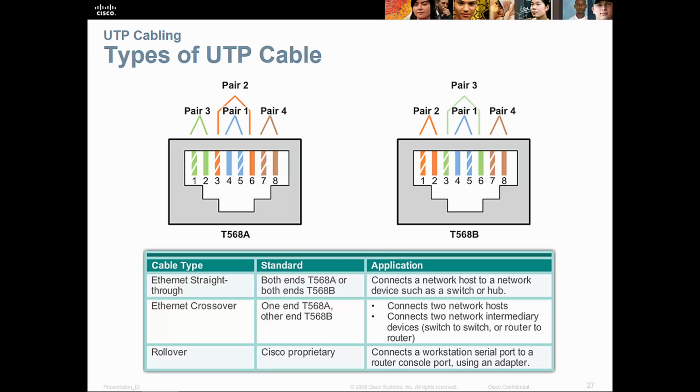If we're looking at the A and B pattern, you'll notice that the only difference is the pins 1, 2, 3, and 6, because they are flipped. On A, it's white, green, green, with on B, it's white, orange, orange. The 1, 2, 3, and 6 are flipped between the two. And you'll notice that pins 4, 5, 7, and 8 are the same on both patterns.